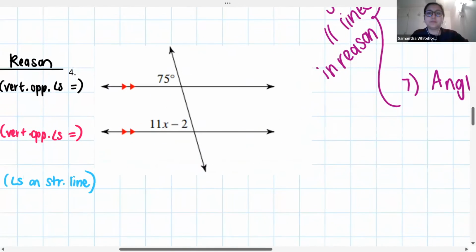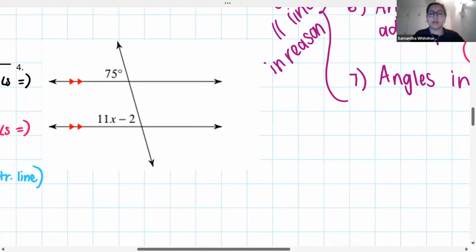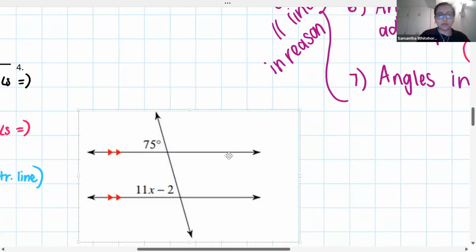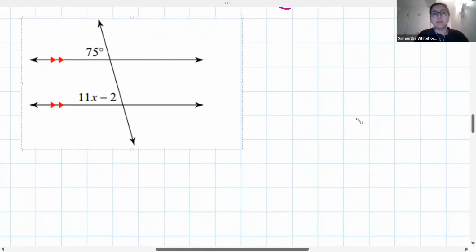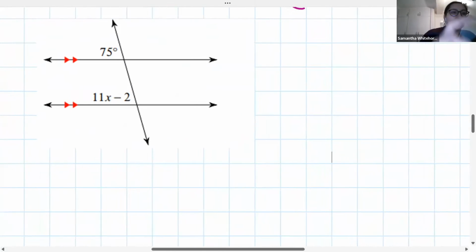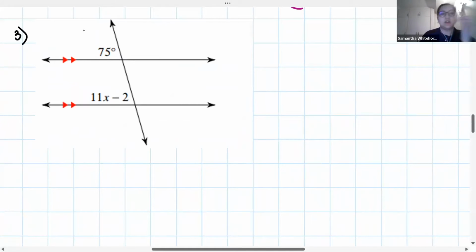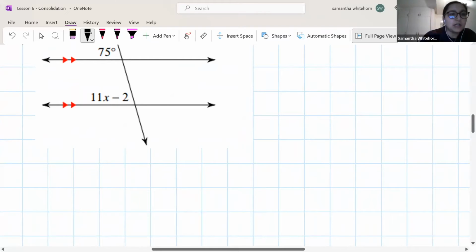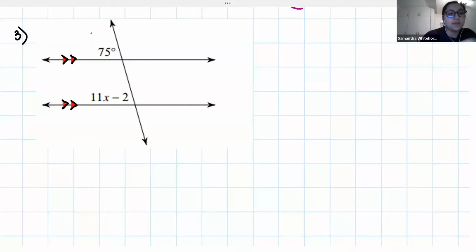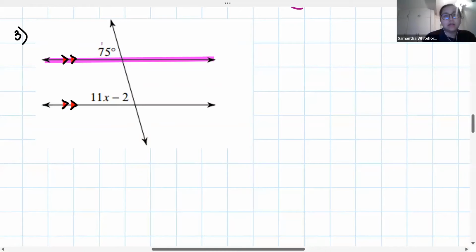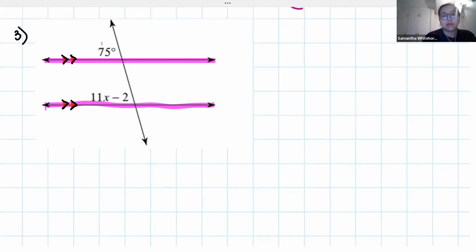Right. Next one I want you to try, clearly I've got a lot of writing going on here, is this question here. I'm actually just going to move this down a little bit so that we've got some space. This is now question 3 in our new order. So guys, I just want to make this very clear. These red arrows are telling me that the lines are parallel to each other, which means that this line is parallel to this line.